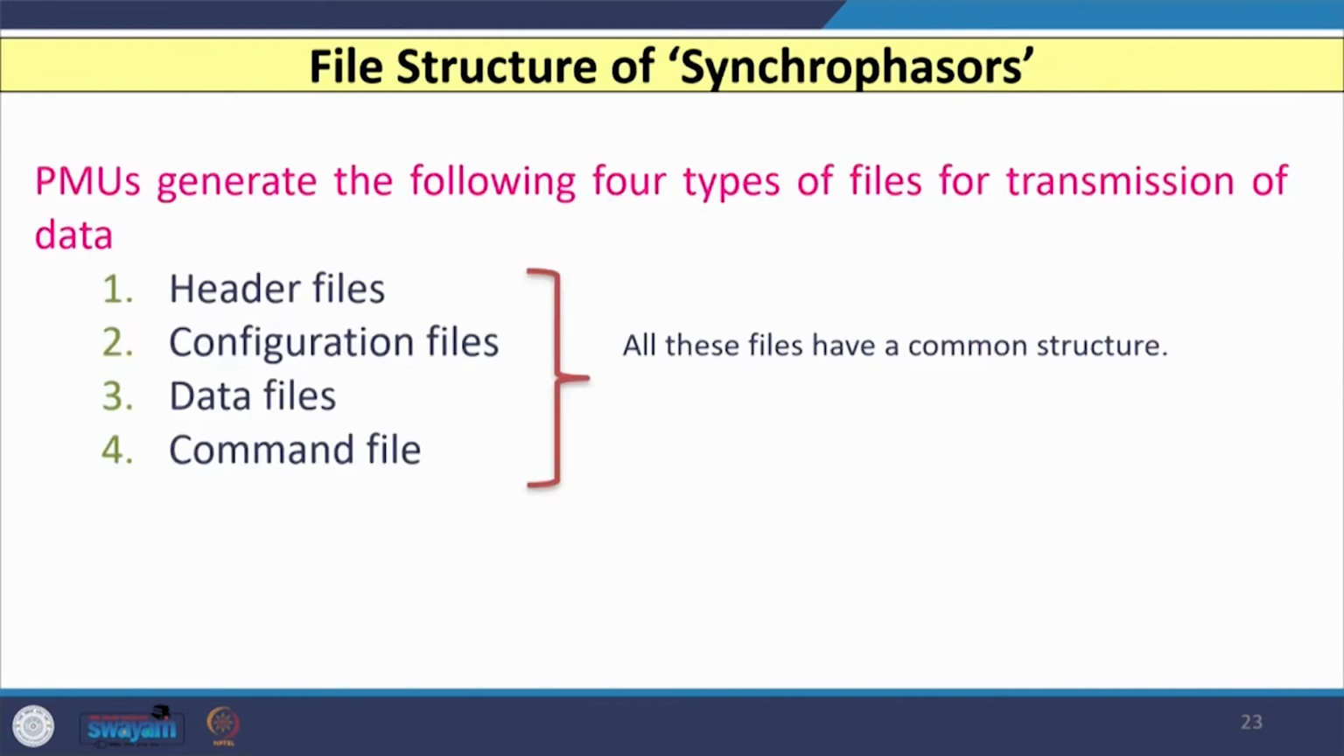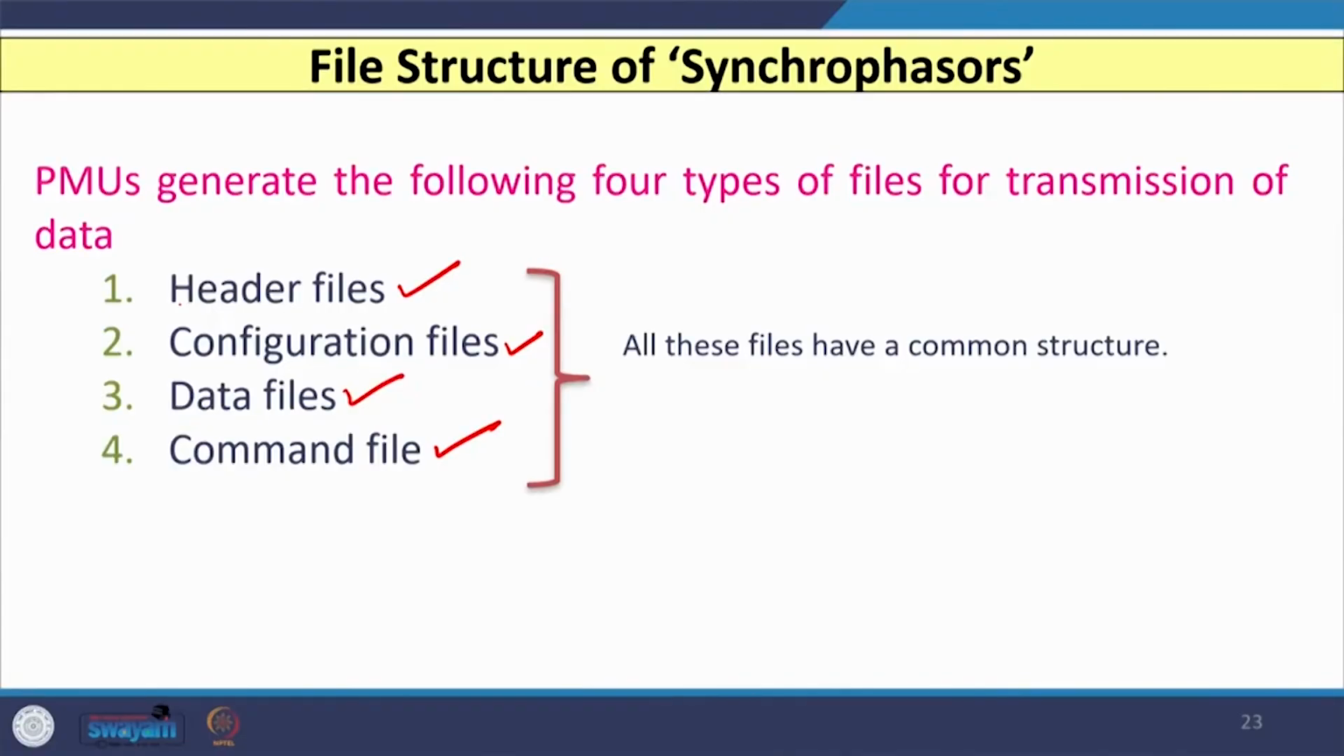Now, let us see what is the file structure possible in synchrophasors. Normally most of the PMUs generate the following 4 types of files for transmission of data. The first is the header files, the second is the configuration files, the third is the data files, and the fourth is the command files. All these 4 files have a common structure, so that they can be easily communicated between 2 PMUs or between PMUs and PDCs.